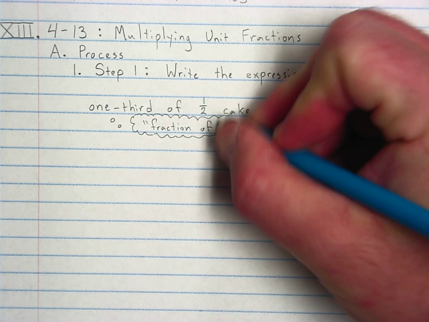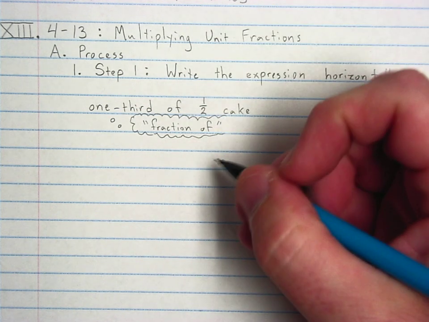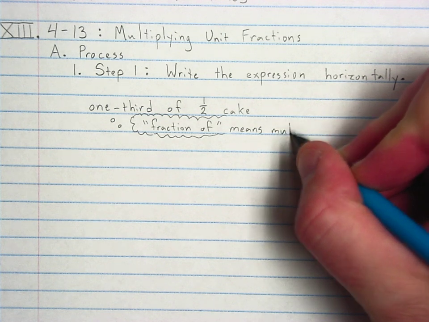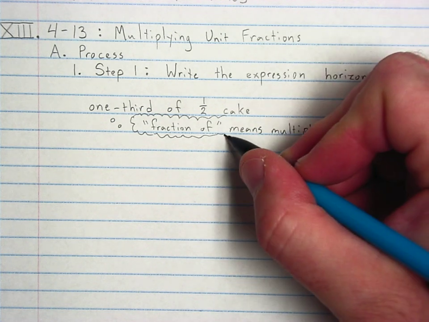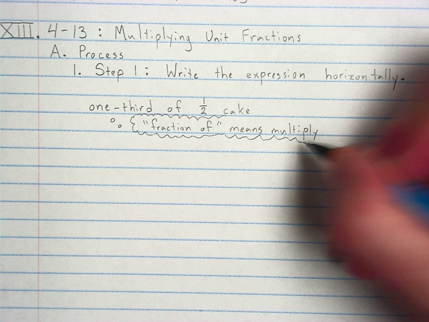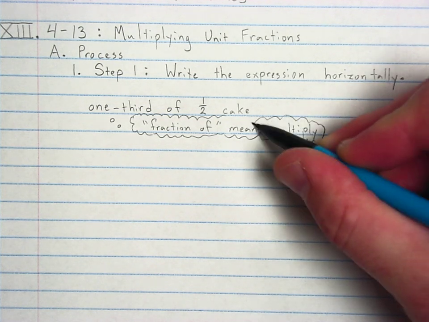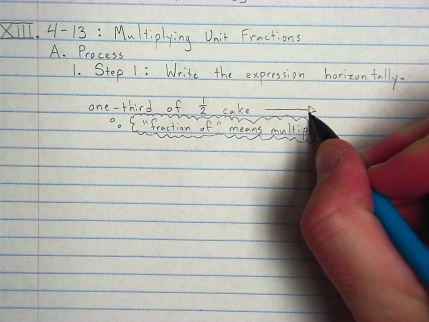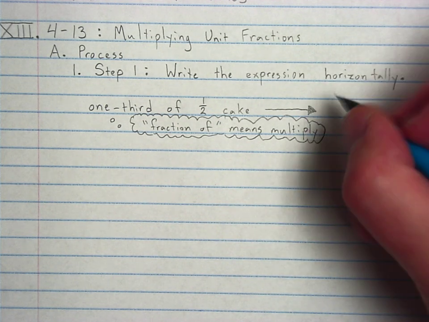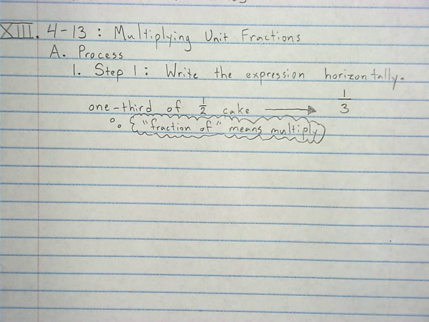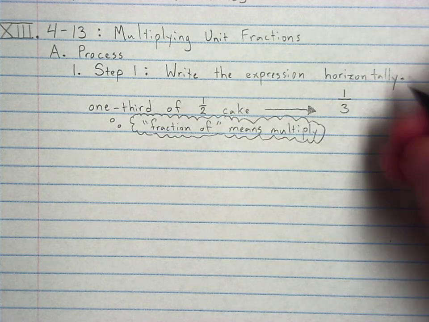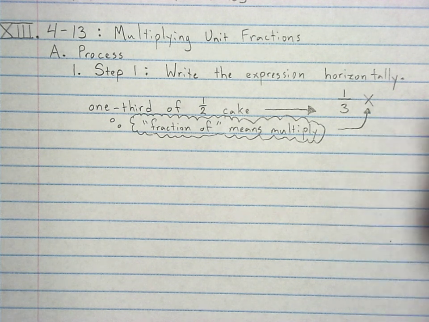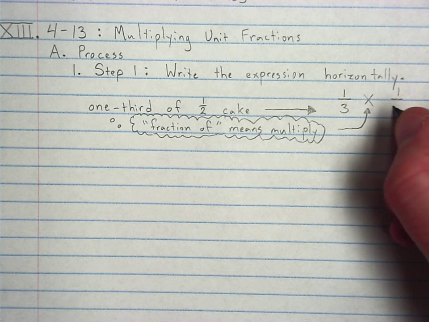Actually, I closed that up a little too soon. Let's include what that means. Fraction of means multiply. I think most of you folks remember that. So let's go ahead. Fraction of means multiply. Don't forget that. We can rewrite this horizontally as a multiplication expression. 1/3 of means 1/3 times 1/2.